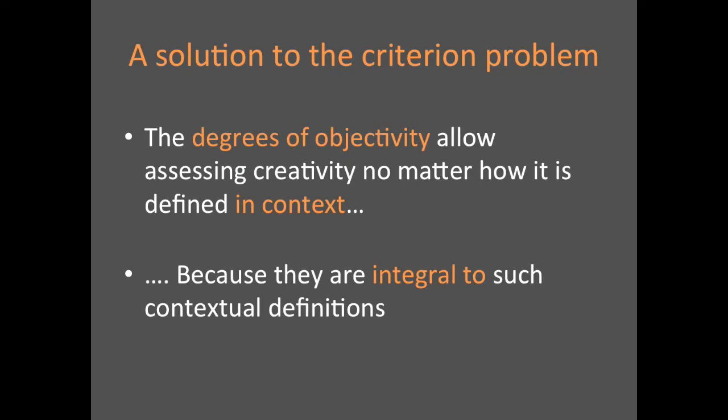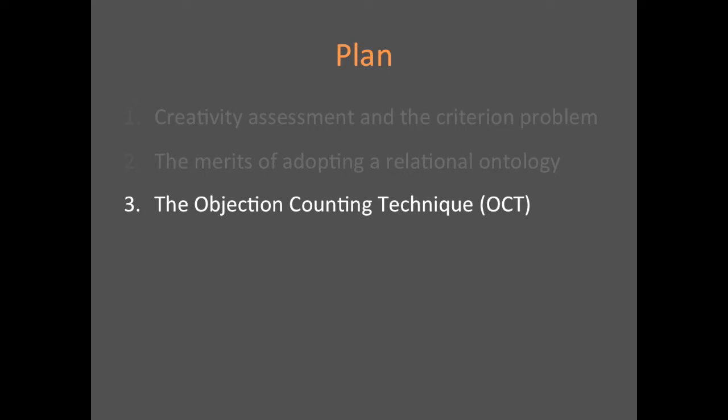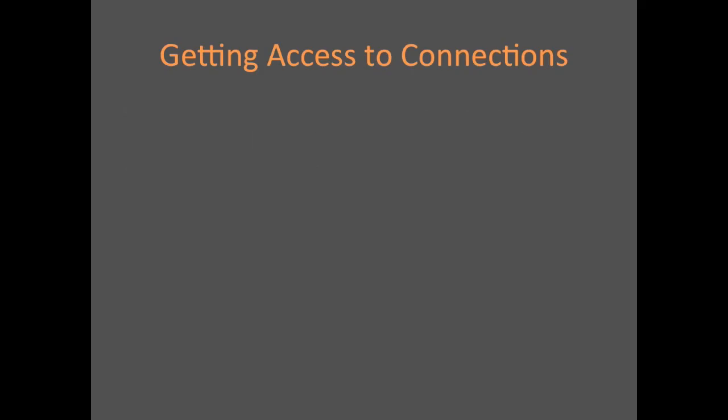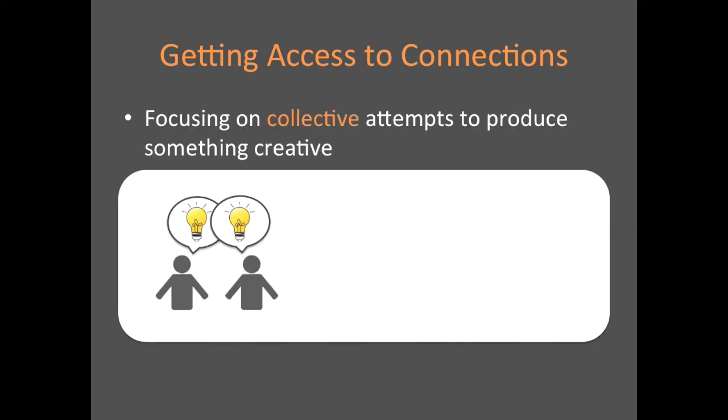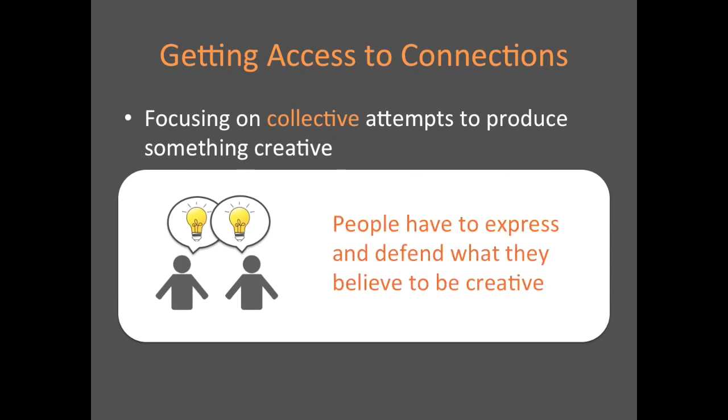So let's now see how this solution can be implemented on an operational level. Let's talk about what we have called the objection counting technique. The first thing we need to do is to get access to connections with the notion of creativity. To do this, a good starting point is to focus on collective attempts to produce something creative, on brainstorming sessions, for instance. Why? Because in such circumstances, people need to express and defend what they believe to be creative. In other words, they need to render visible connections with the notion of creativity.